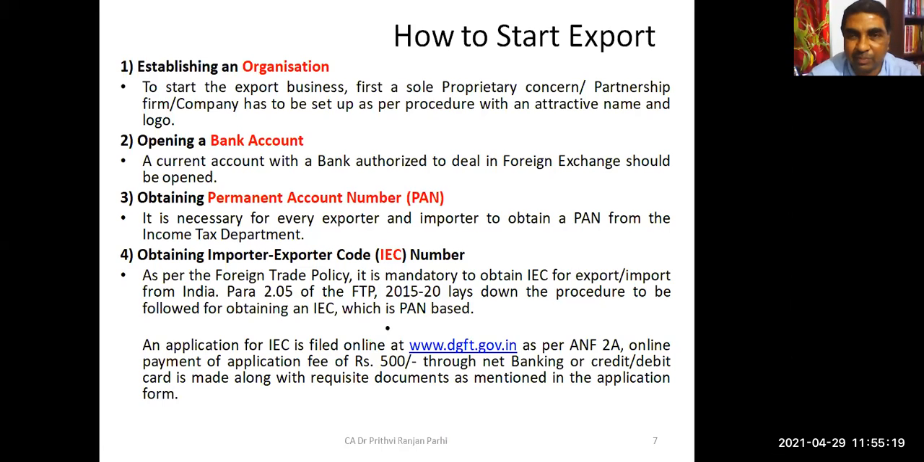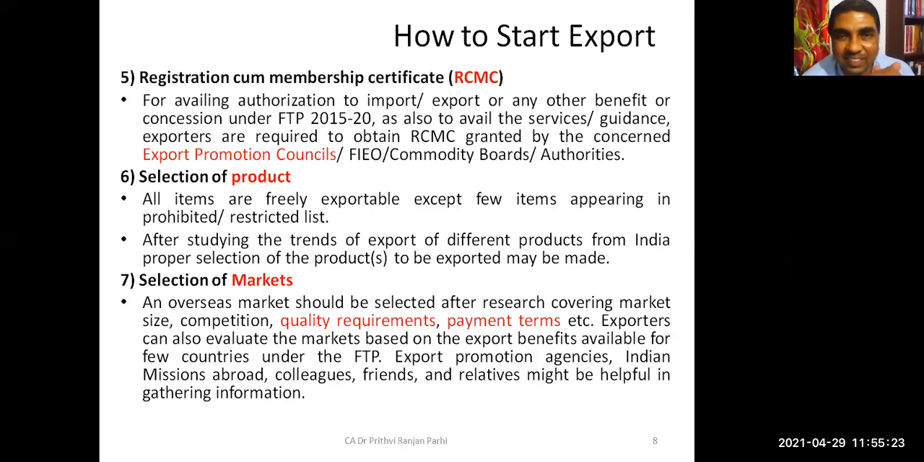Is it clear to you? Yes, sir. Now, next process is registration cum membership certificate.